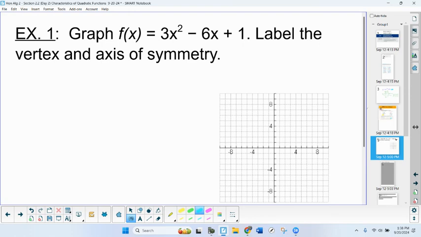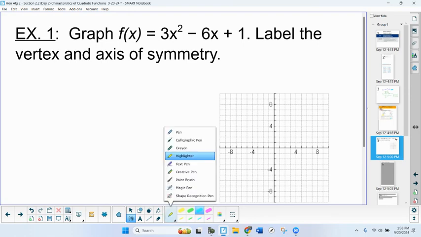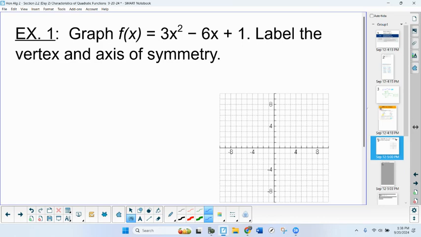Find the axis of symmetry. Okay, well, I always come off to the side. I'm big on this. What's A, what's B, and what's C? Those of you who've had me in the past know that I do this. What's the value of A? 3. What's B? -6. And what's C?